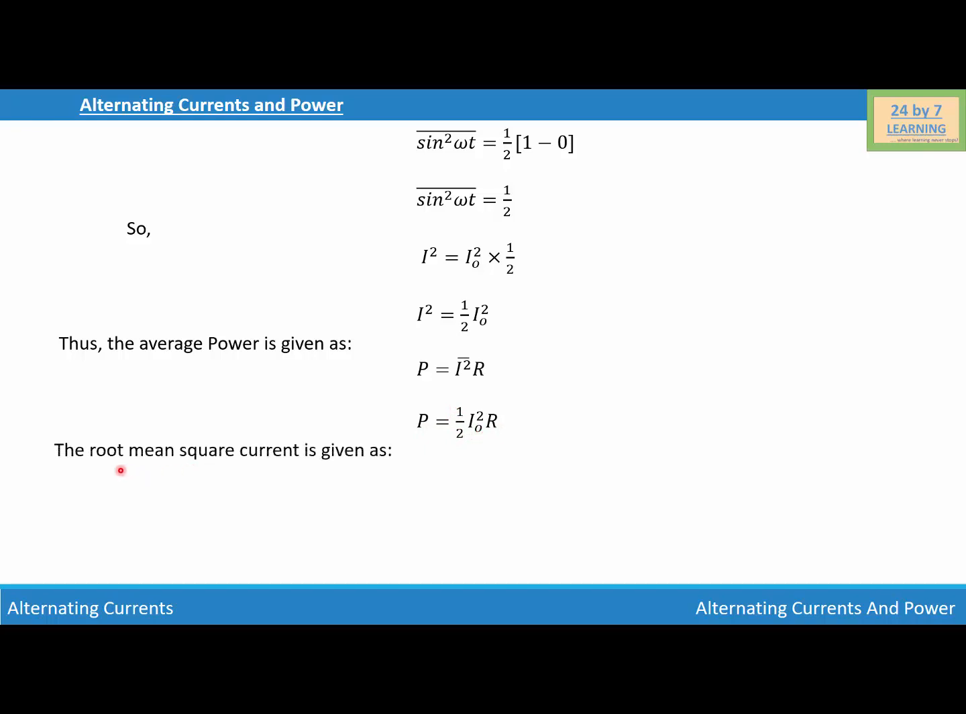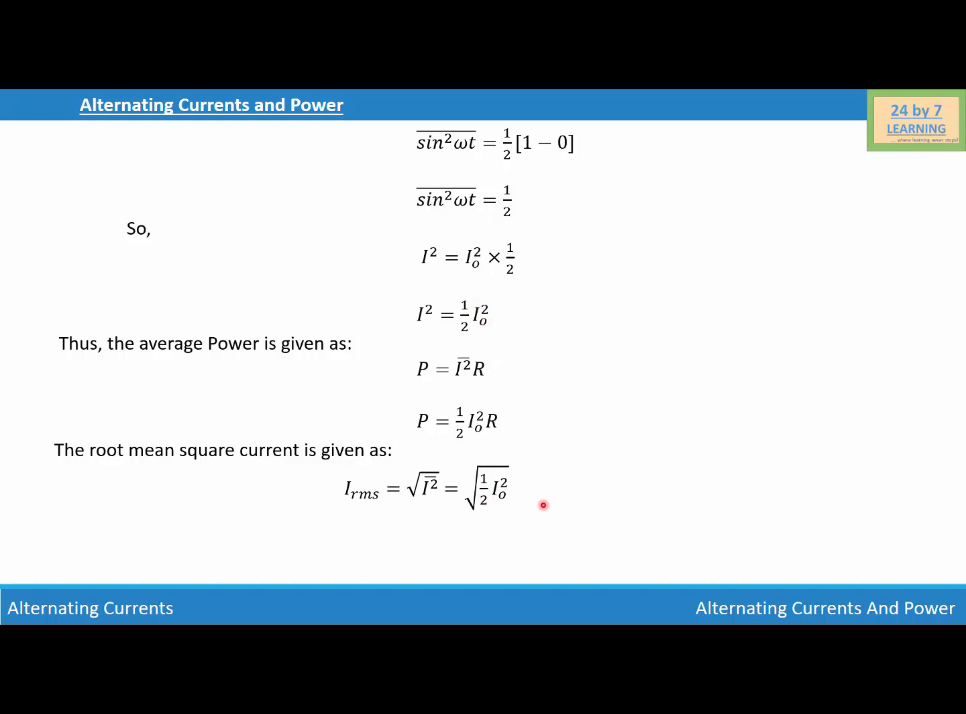Now we know that the root mean square current is given as I_RMS = square root of the mean of I². Read it like this: first you square the current, then find the mean, and then find the root. That's what we are doing. We are finding the square, then finding the average, and then finding the square root. So we will write that it is equal to the square root of 1/2 I₀², and we got it from here.